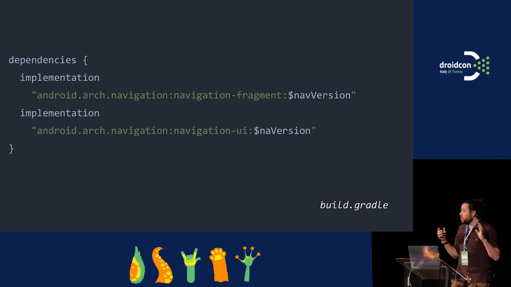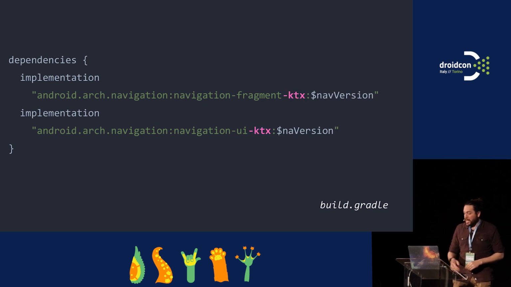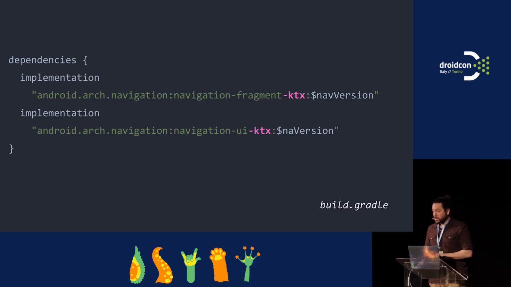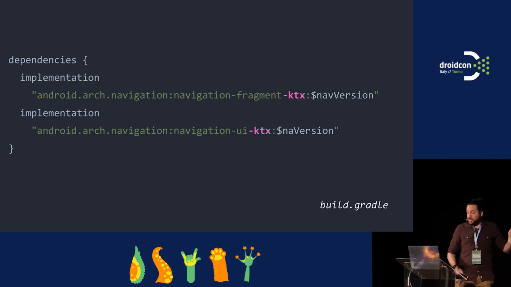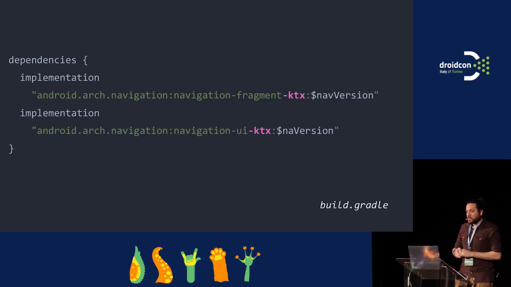Here is how you can add the library to your project. Basically, this is the dependency to add. And if you are using Kotlin, and I really encourage you to use Kotlin right now, you can just add the dash KTX extension to this name. So you will have the same library, but with other extensions that come with a better API and a better DSL.